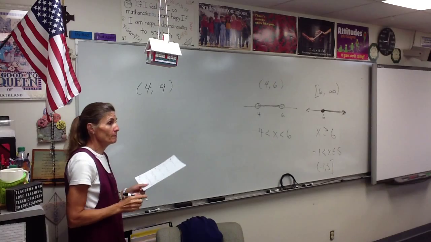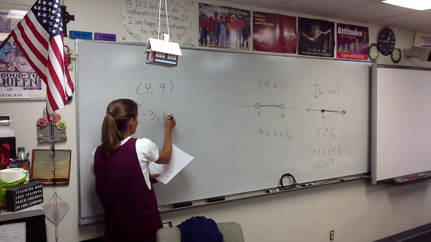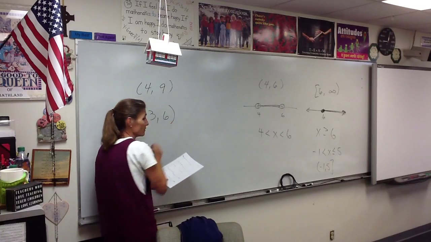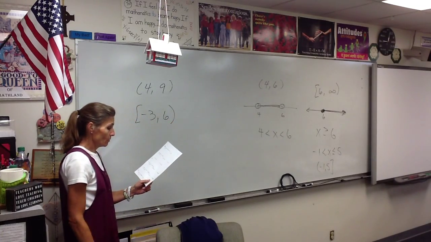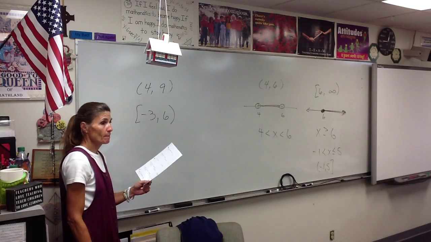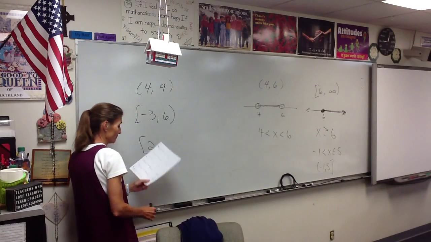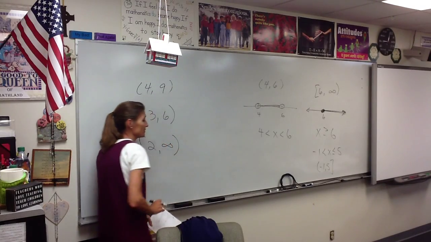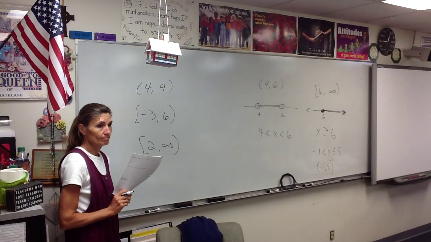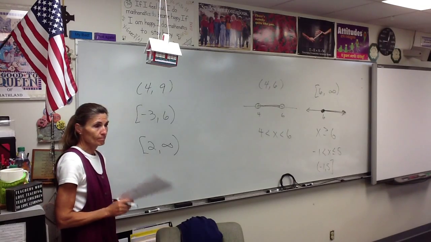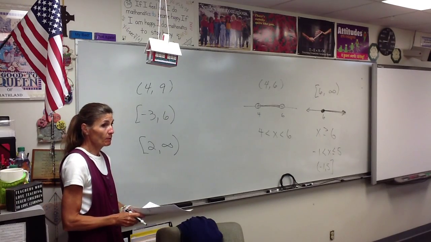How about the next one? Bracket, negative 3, 6, and parentheses? Uh-oh. All right, here's one of the tricky ones. Bracket 2, infinity, parentheses, perfect. Now, some of you have got this down pat. Is everybody keeping up okay?